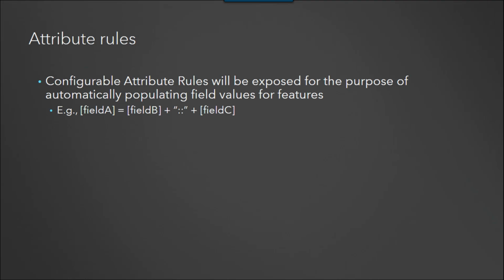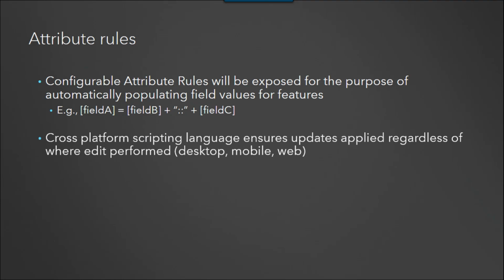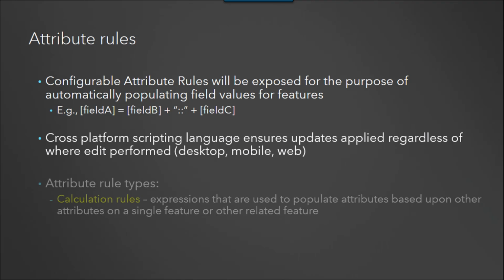Attribute rules. There are various different attribute rules that we're supporting to allow you to control how feature attributes are populated, or whether the feature is considered correct or not. Let's go through some of them. A simple example: field A is equal to a concatenation of field B plus field C. This is using the Arcade language that you heard talked about on the plenary. It's a cross-platform scripting language. It'll run in desktop, mobile, and through the web.